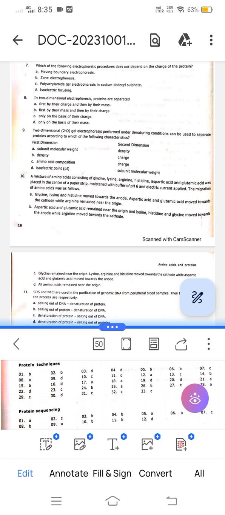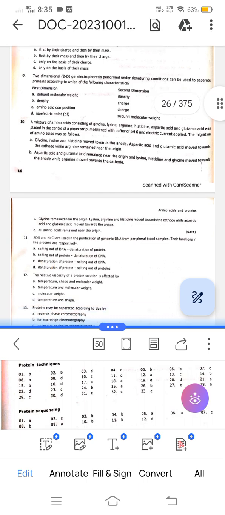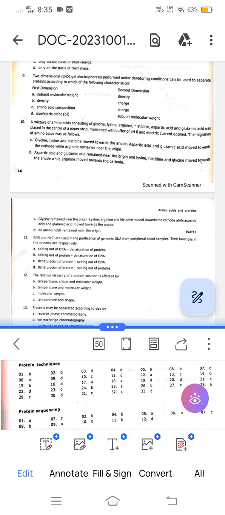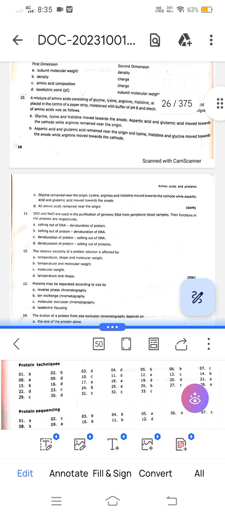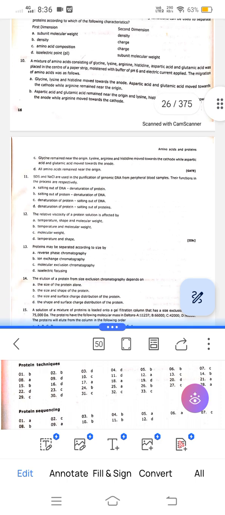And a mixture of amino acids consisting of all these types of amino acids was placed in the center of a paper strip, moistened with a buffer of pH 6 and electric current applied. The migration of amino acids was as follows. Given like that. It's 10, correct answer is actually C. So C is the correct answer. Glycine remained near the origin. Lysine, arginine and histidine moved toward the cathode, while aspartic acid and glutamic acid moved towards the anode.